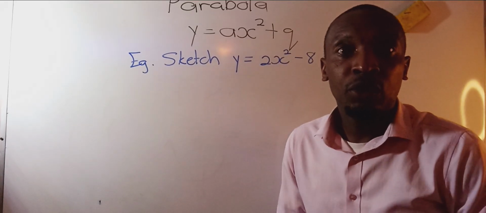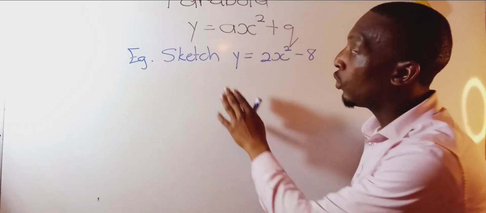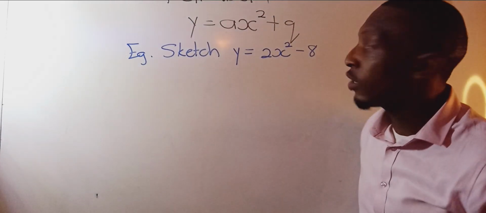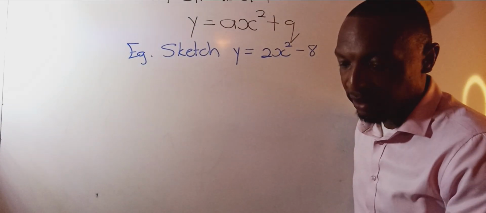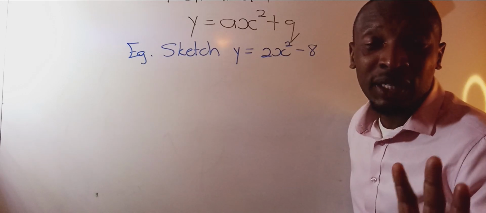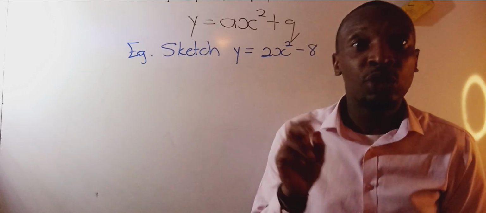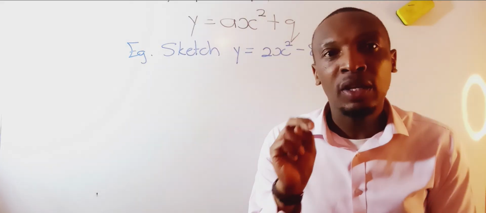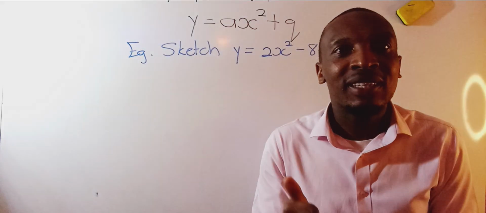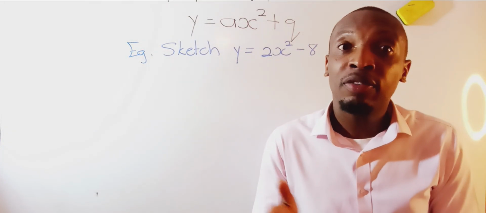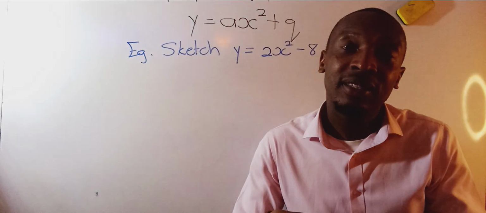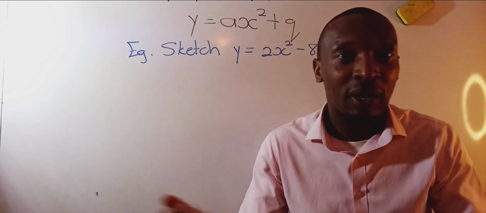All right, so we're doing an example. They say to you, sketch y is equal to 2x squared minus 8. We're still going to do the dual intercept method. Now remember what the dual means. Dual means 2. So we are finding the intercepts of the graph. In other words, where does it cut the x axis and where does it cut the y axis?